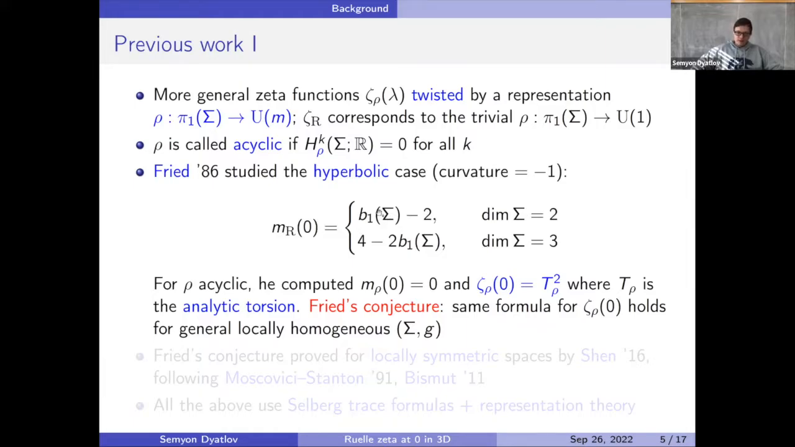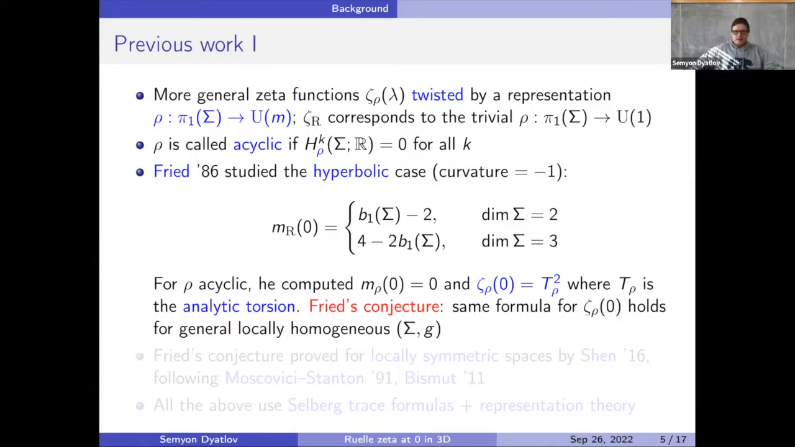Now, if rho is acyclic, so if you have an acyclic representation, then these 2 and 4 are actually 0, because this 2 and 4 should really be the 0th Betti number. And so you get a function, this Ruelle zeta function, which is holomorphic at 0 and non-vanishing. And then, of course, once you have a holomorphic non-vanishing function where you somehow proved that its order of vanishing is 0 at 0, well, it's irresistible to try to understand the value, right? That's the next thing you would try to understand.